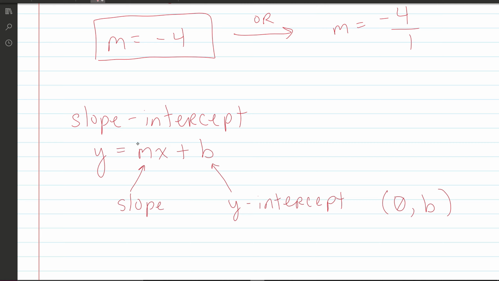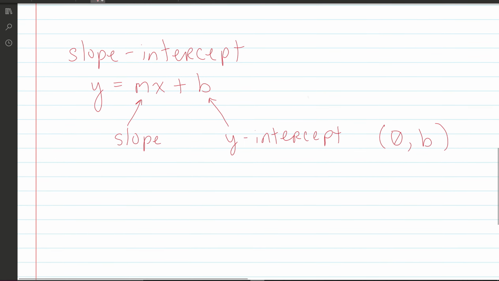It should be going straight up to the y value and then going through that point, and then the line goes through it at some slope. So it'll be 0 comma b. So this is known as slope-intercept form.